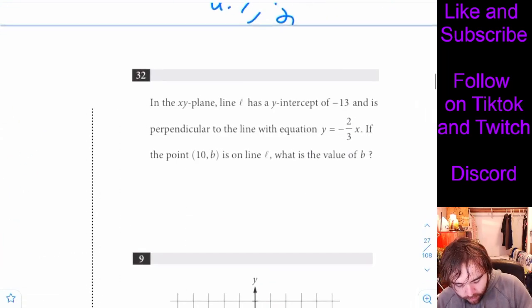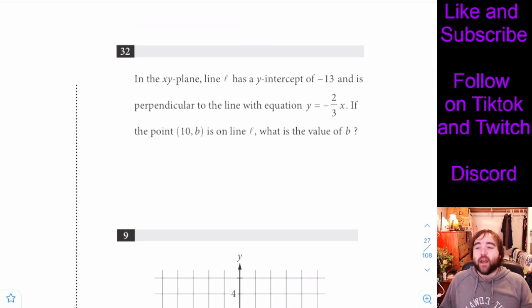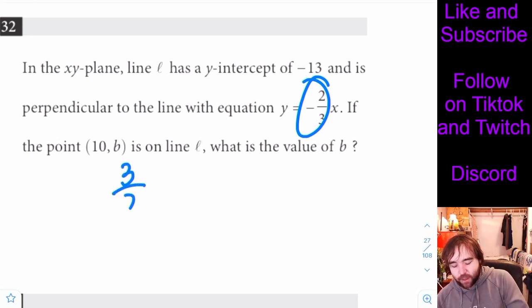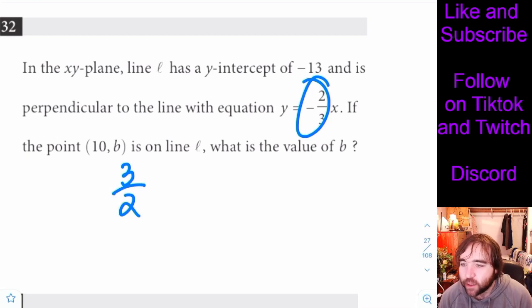All right, 3 more. In the xy plane, the line L has a y-intercept of -13 and is perpendicular to that line. If the point (10, b) is on the line, what's the value of b? Okay, so new slope. This is the old slope. We want perpendicular, so opposite, which means in this case, we're going to make it positive, and we're going to flip it, +3/2. So that's the slope, and they actually tell us, oh, wait, so is that the line we want? Line L has a y-intercept of -13.